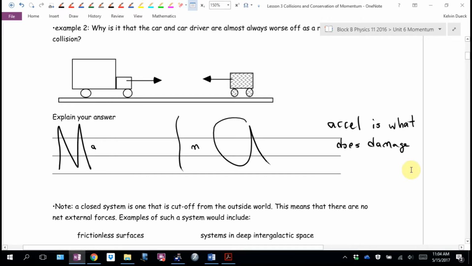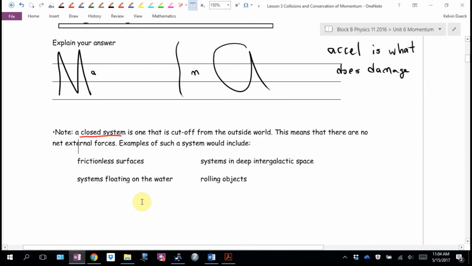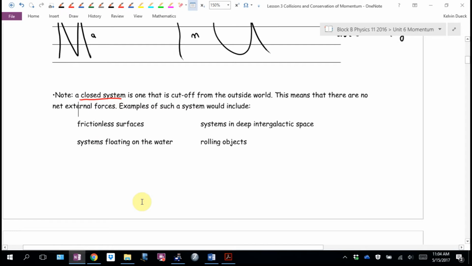Alec, you okay with that explanation there? We've done the small letters and big letters before, I think. I need to give you a terminology. A closed system is one that is cut off from the outside world. And this means that there are no external forces. There's no applied force off the screen giving something a push or a pull. Examples of those would include frictionless systems, like ice, or floating on water, because when you're floating on water, that's nearly frictionless. Systems in deep intergalactic space.